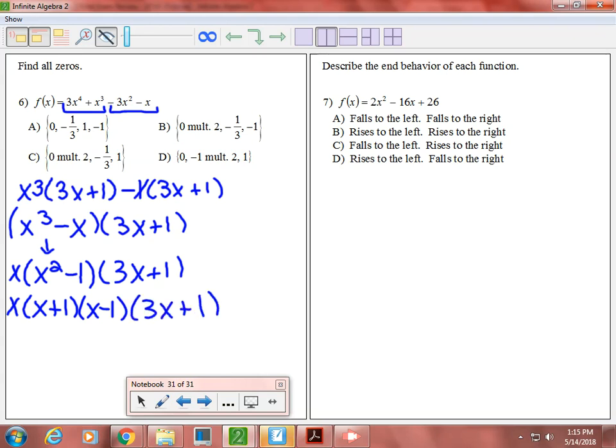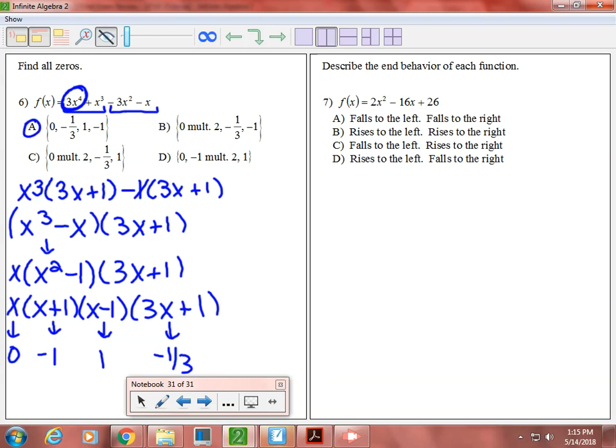And now I set each of these equal to 0. So this one is 0, this one is negative 1, positive 1, and this one will become negative 1/3. How do I know I have the right number of roots? Because it's our x to the fourth. Whatever my highest thing is how many I should have. So my answer to this one is A.